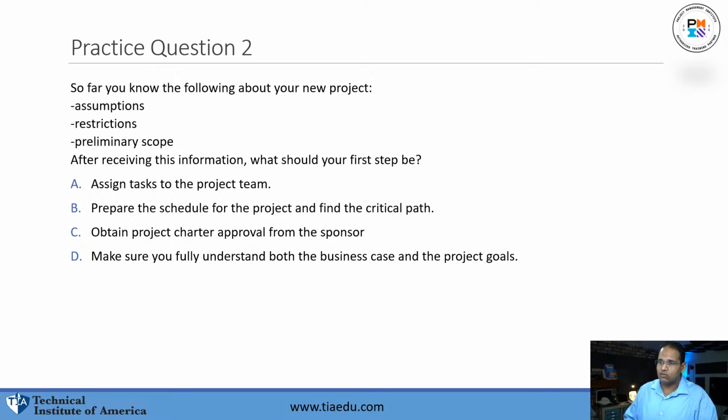So far, you know the following about your new project: assumptions, restrictions, preliminary scope. After receiving this information, what should your first step be? A, assign tasks to the project team. B, prepare the schedule for the project and find the critical path. C, obtain project charter approval from the sponsor. And D, make sure you fully understand both the business case and the project goals.